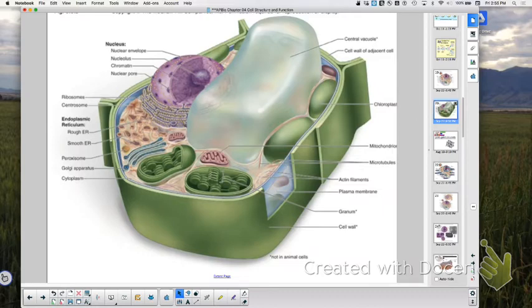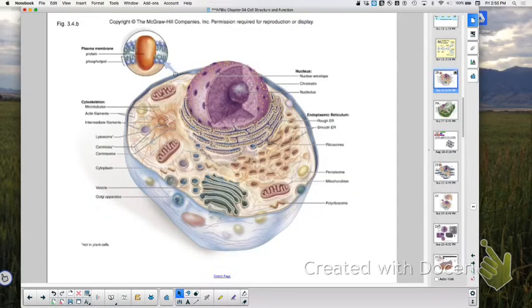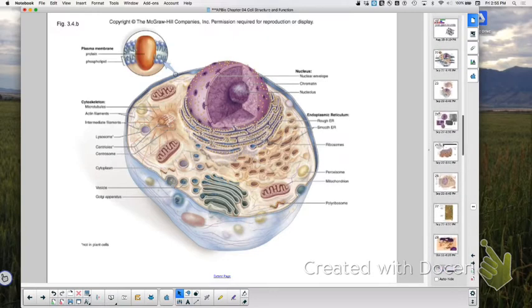Is there something unique to an animal cell that a plant cell doesn't have? You both have mitochondria. Yeah, lysosomes, the centrioles.